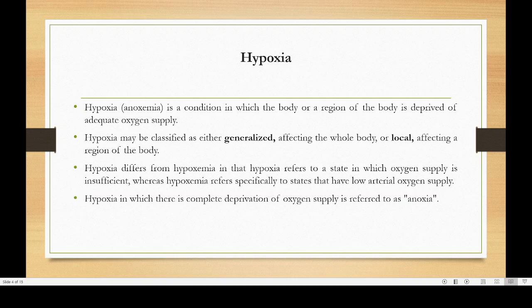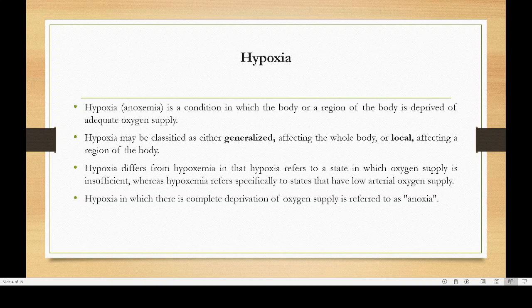Whereas hypoxemia refers to a specific situation in which your arterial blood does not have a sufficient amount of oxygen. That may be due to low hemoglobin content or other reasons also.